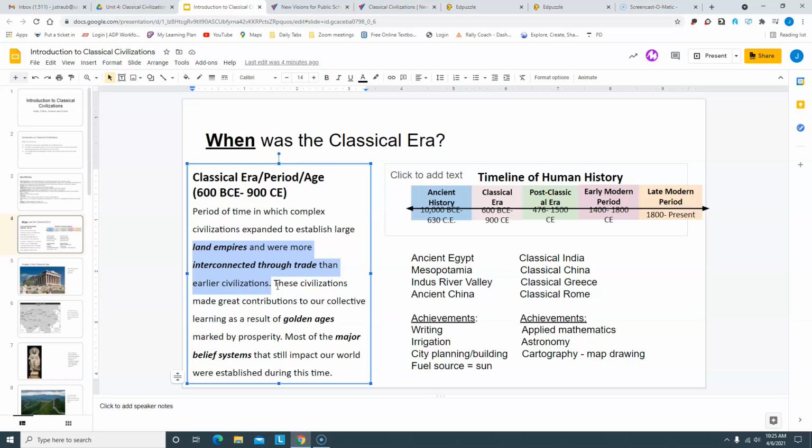So this is key. When we talked about earlier civilizations, like India, China, Mesopotamia, and ancient Egypt, those civilizations were not interconnected with each other.